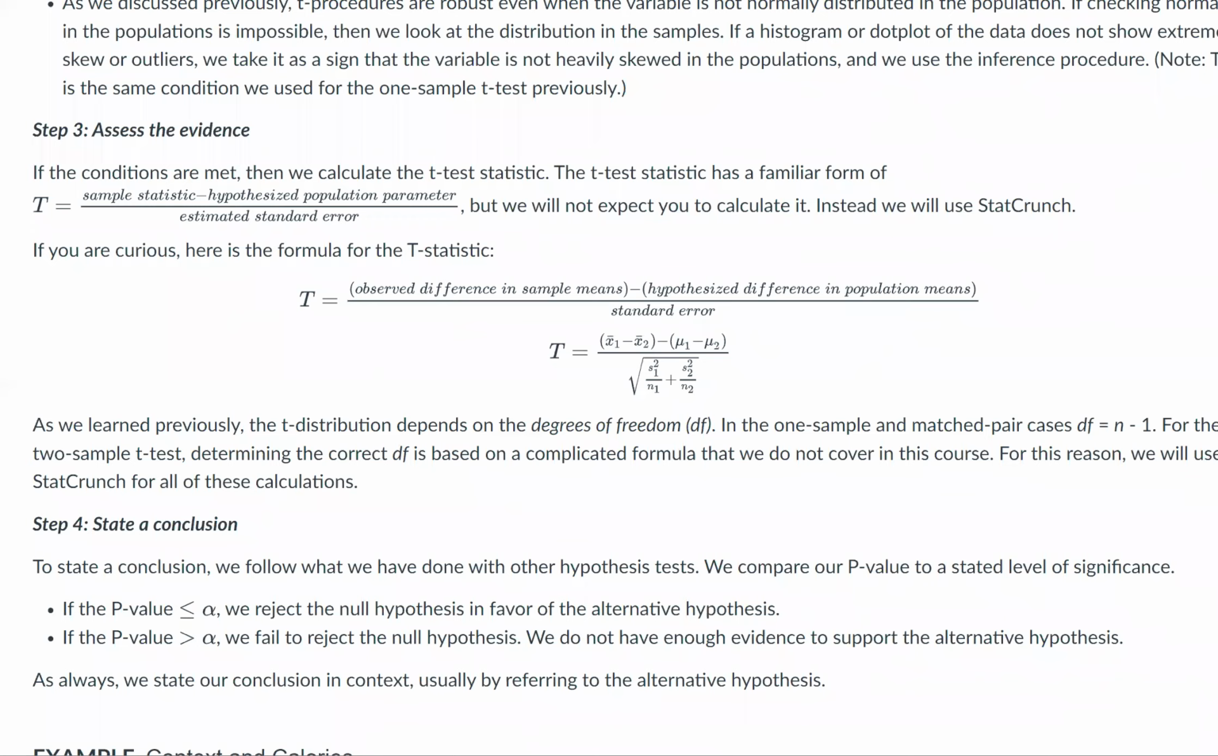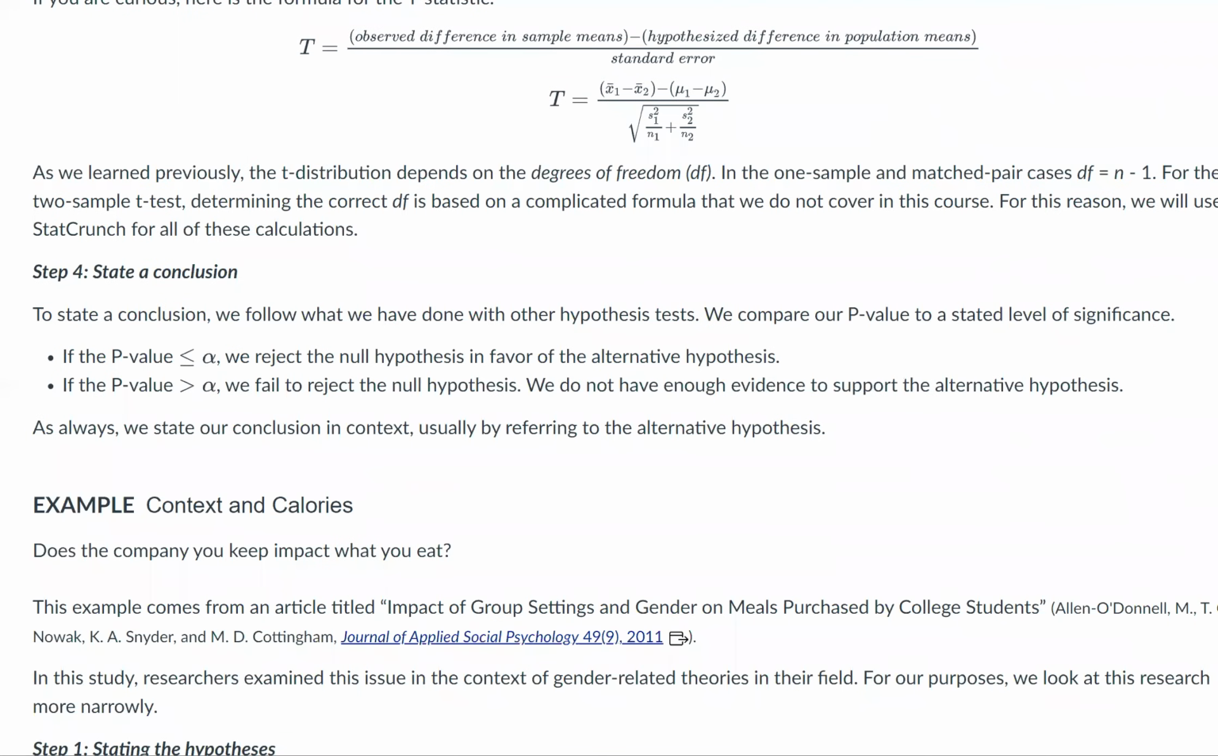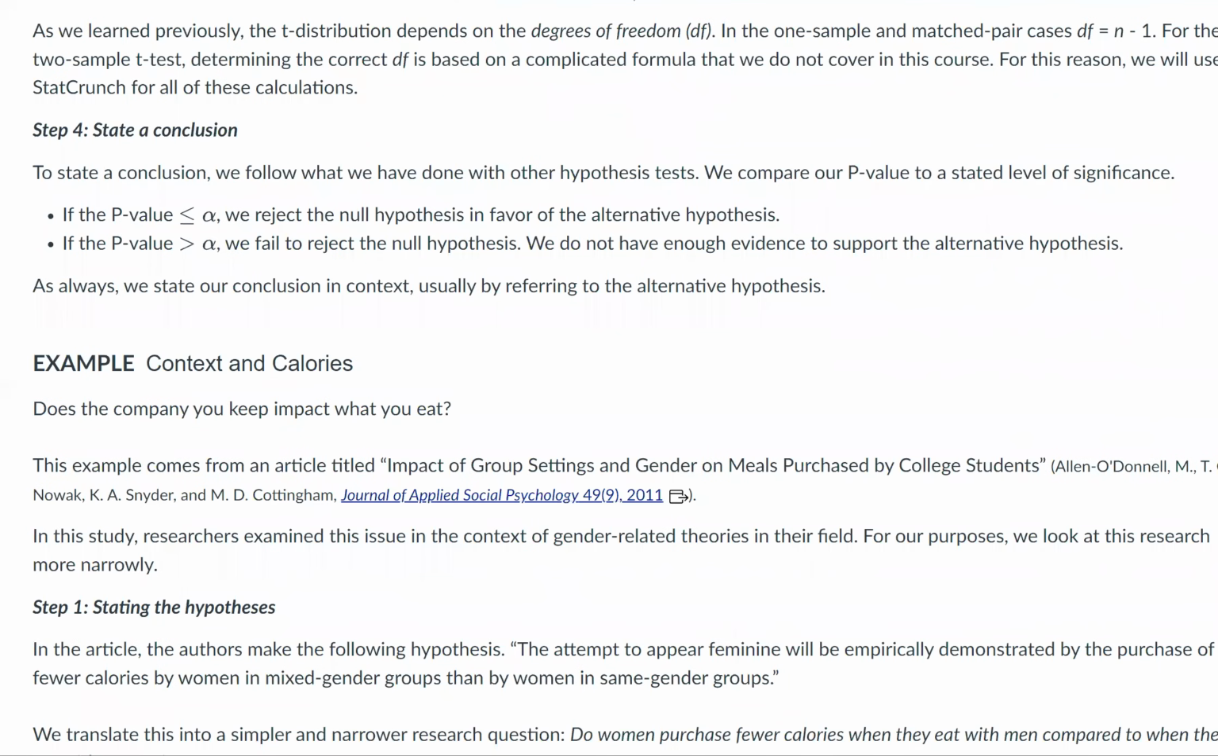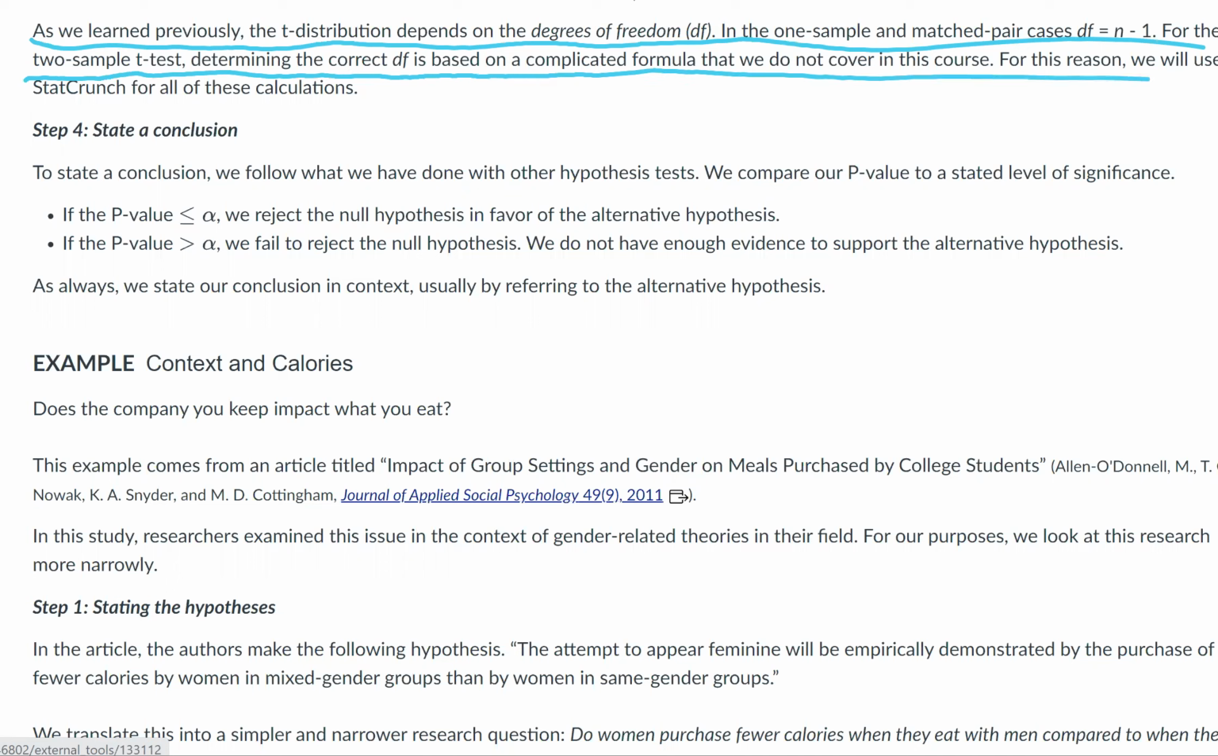Okay, now let's scroll down. Now that we've seen the formula, we know we won't use it. We know what StatCrunch is doing, but we'll use StatCrunch. As we learned previously, the t-distribution depends on the degrees of freedom, df. In the one sample and matched pair case, the degrees of freedom is n minus 1. For the two sample t-test, determining the correct degrees of freedom is based on a complicated formula that we do not cover in this course. For this reason, we will use StatCrunch for all these calculations.